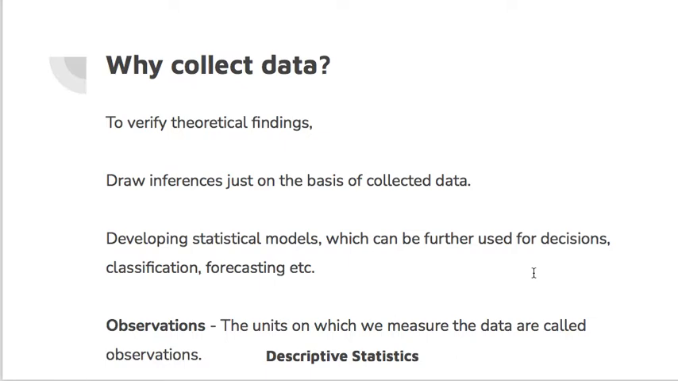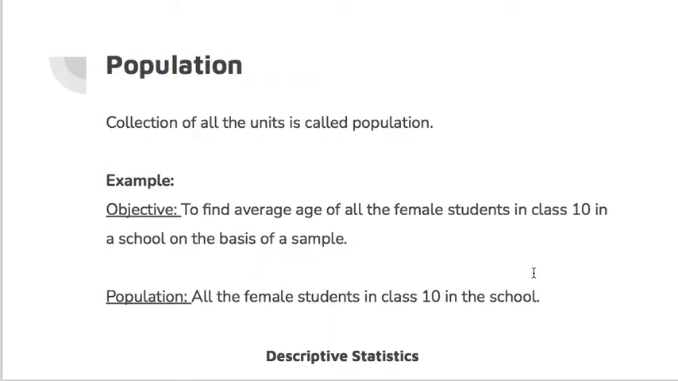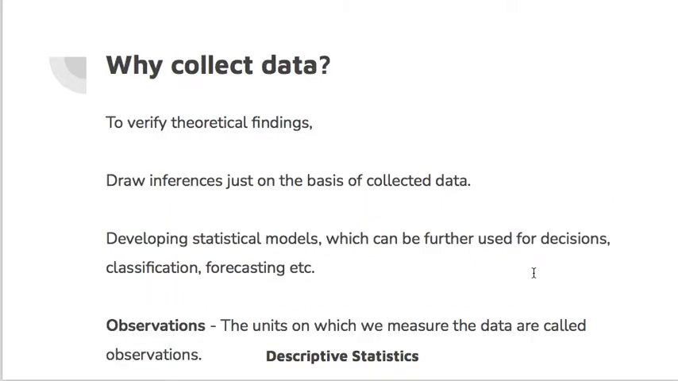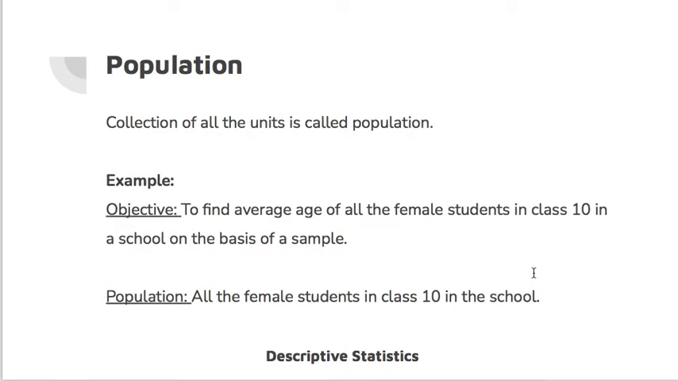The next question that arises is where we can observe these things. These things are all observed in the population. The collection of all the units is called population. The units on which we measure the data are called observations. The collection of all the units is called population.